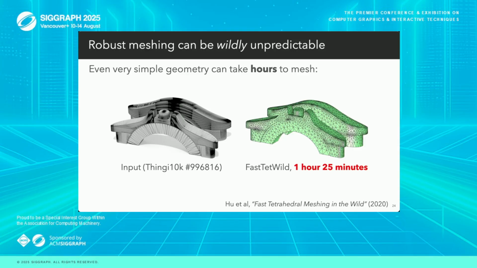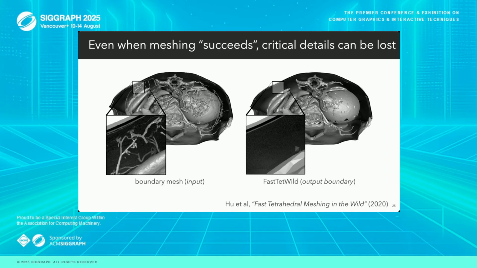So here's an example of even very, very simple geometry. This is a small piece of a watch, okay? And again, the same state-of-the-art mesher takes hours to mesh this, not because the geometry is complicated, but because it gets tripped up by the description of the boundary, okay? And that's, again, a real problem in practice.